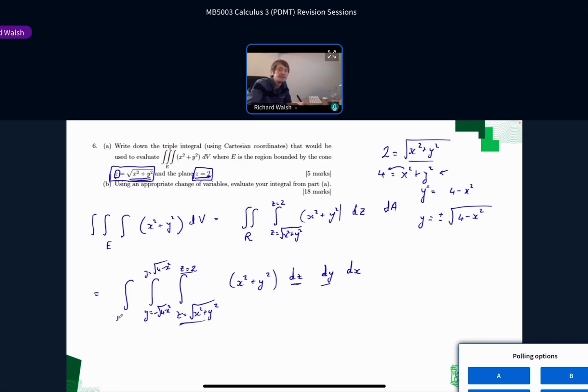Finally, our x limits then, it's our last integral, and they would be extreme values. So they would be numbers. So x will go from, if you imagine looking down, I mean, it's a circle centered at 0, 0 with a radius of 2. So x will go from -2 to +2. That would be the full integral written out in terms of Cartesian coordinates.